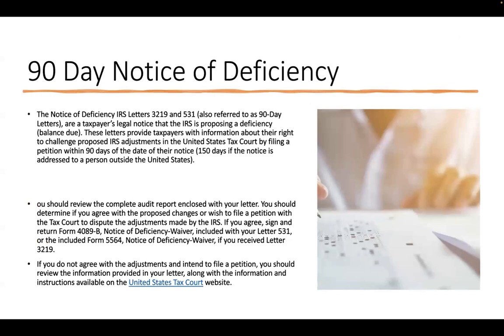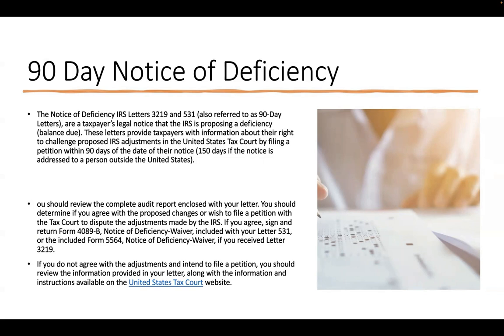Now, in order for your clients to get to tax court, they will need to have already received what's called a 90-day notice of deficiency. This is your 90-day letter. This letter is, in essence, their golden ticket to be able to take their case to tax court if they don't agree with the adjustments that the Internal Revenue Service has sent them, right?